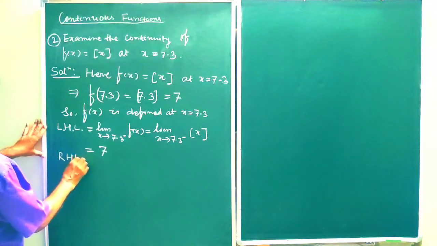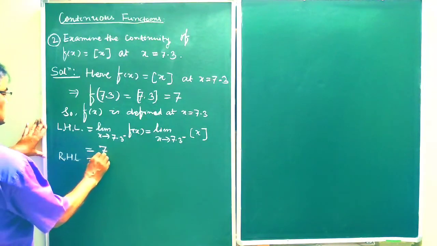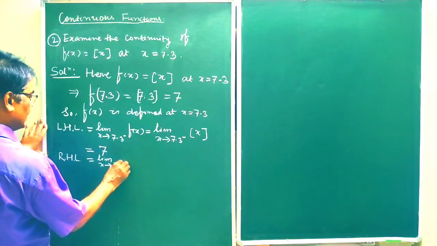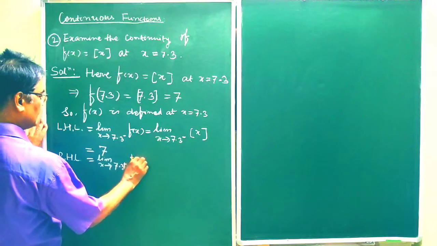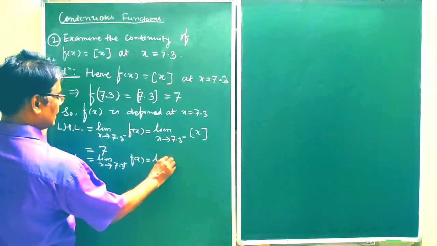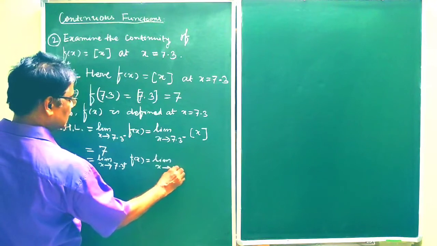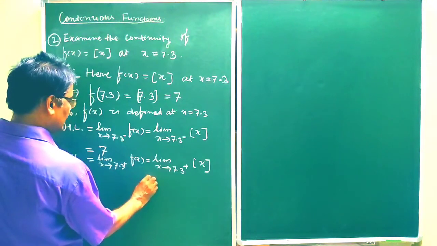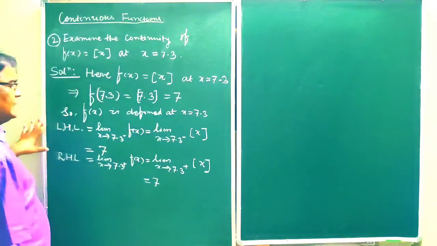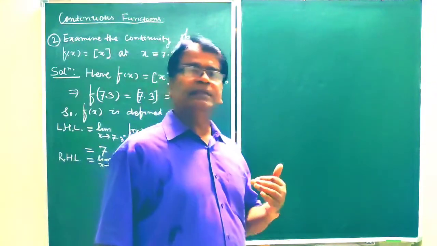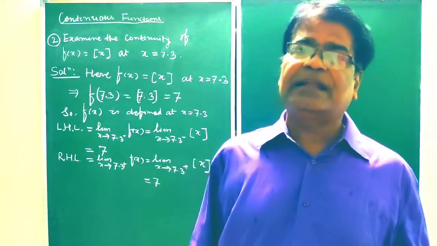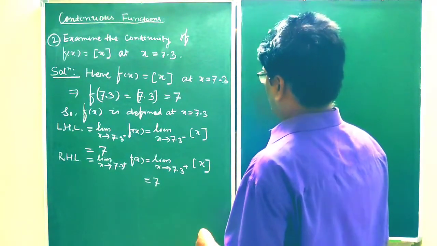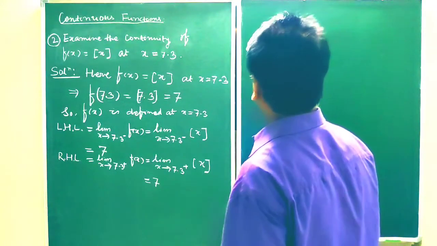Now right hand limit. This is equal to limit x tending to 7.3 plus f(x) is equal to limit x tending to 7.3 plus [x]. So this is equal to again 7. Because 7.3 plus means it is a value slightly greater than 7.3. So the square bracket value of 7.3 plus will be 7.